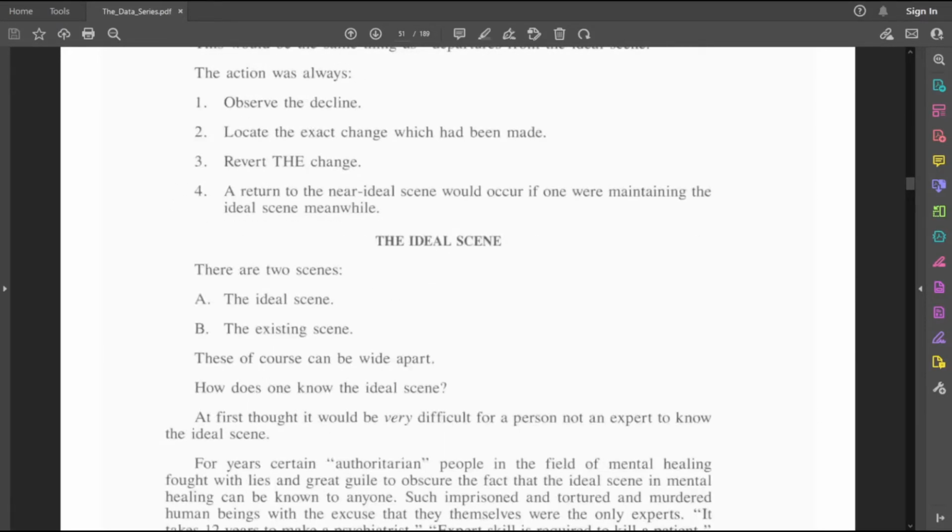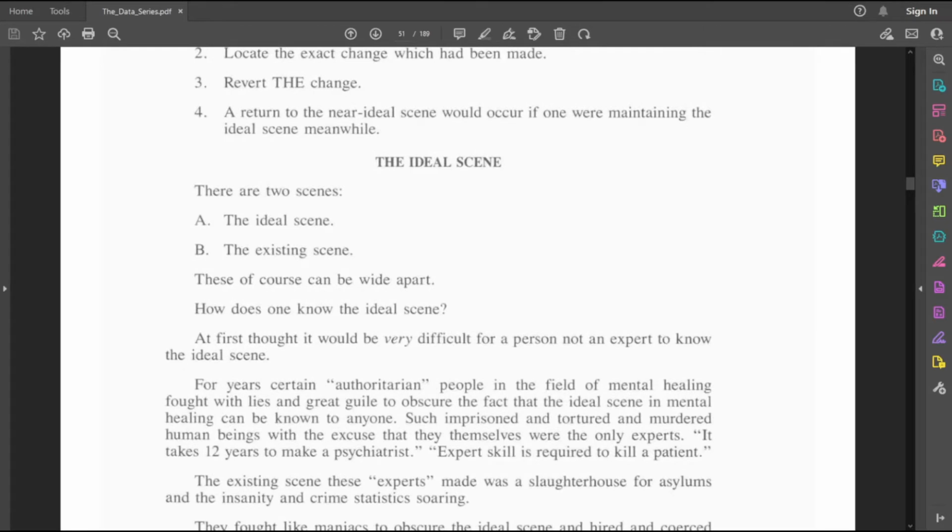The ideal scene. There are two scenes. A, the ideal scene. B, the existing scene. These, of course, can be wide apart. How does one know the ideal scene?